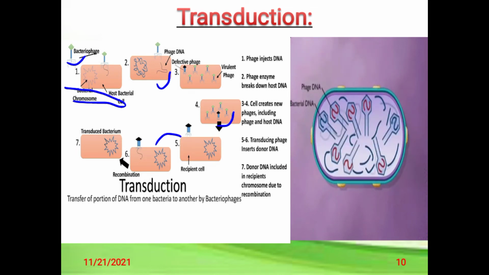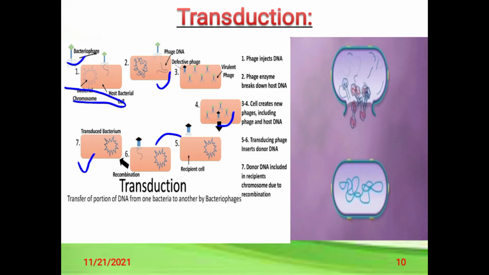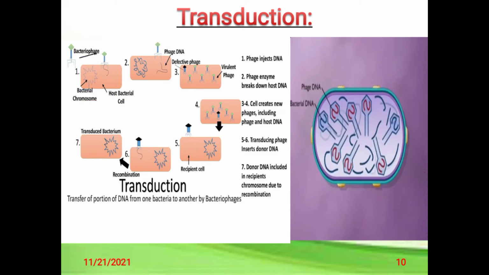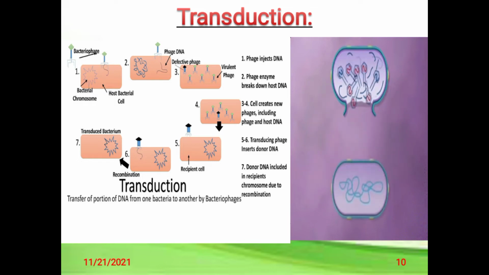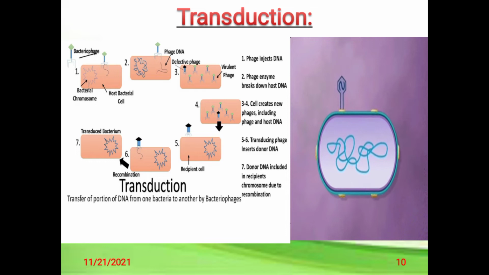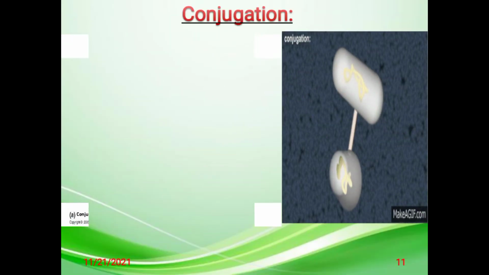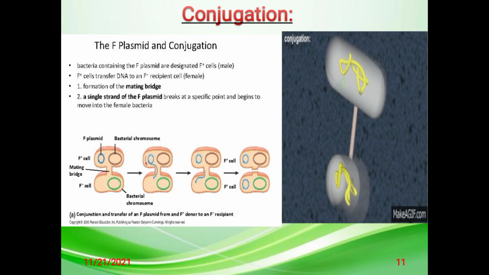Next, step 7, donor DNA is included in the recipient chromosome due to recombination. This process is called transduction, and transduction means transfer of a portion of DNA from one bacterium to another by bacteriophage.